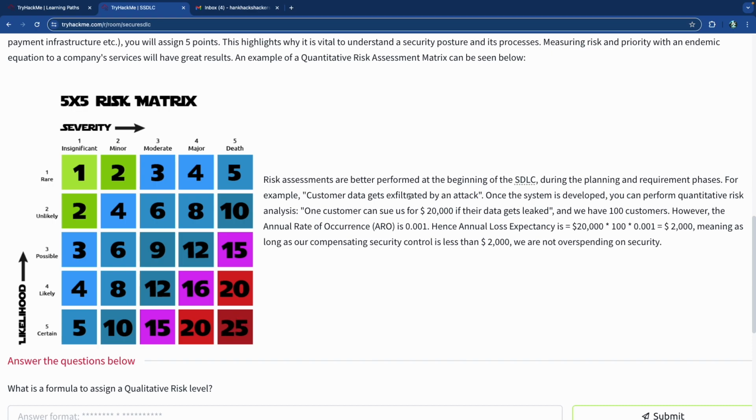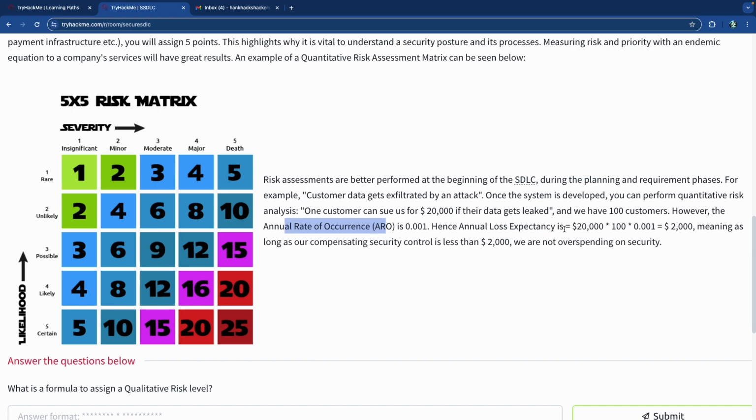Risk assessments are better performed at the beginning of the software development lifecycle, during planning and requirement phases. So if customer data gets exfiltrated by an attack, that could be one thing. Once the system is developed, you can perform quantitative risk analysis. So one customer can sue for $20,000 if the data gets leaked, and we have 100 customers. So the annual rate of occurrence is 0.001.